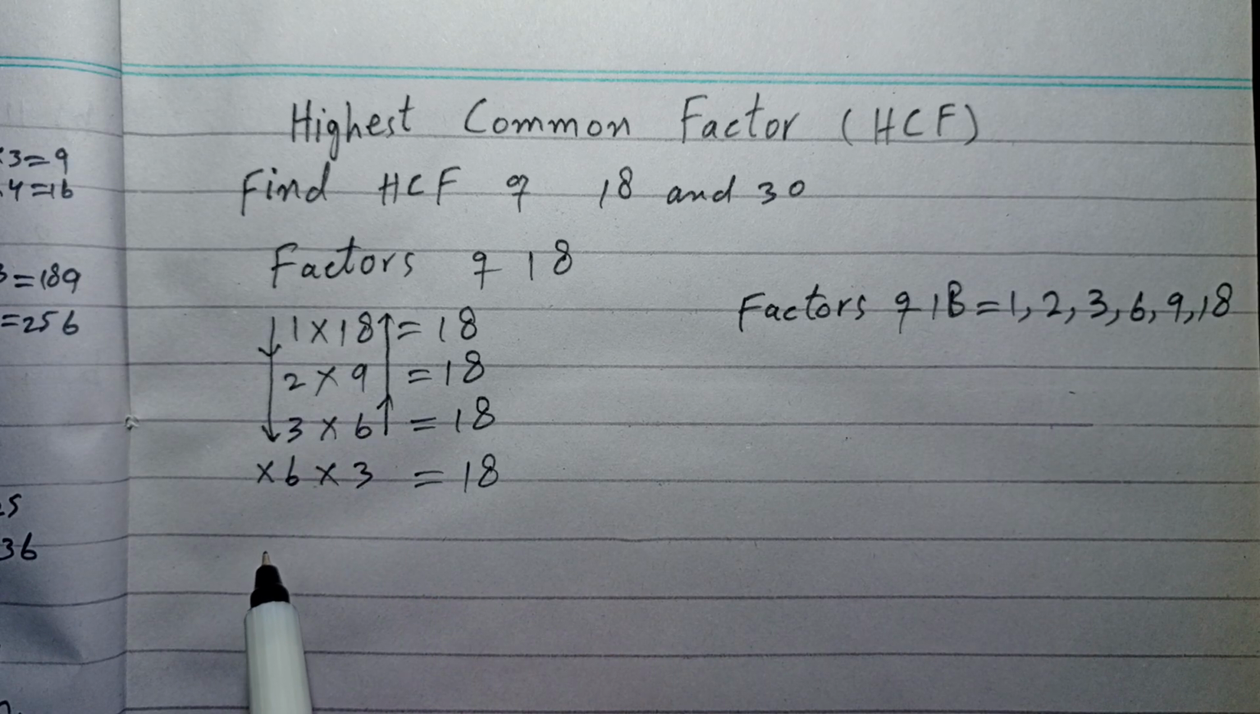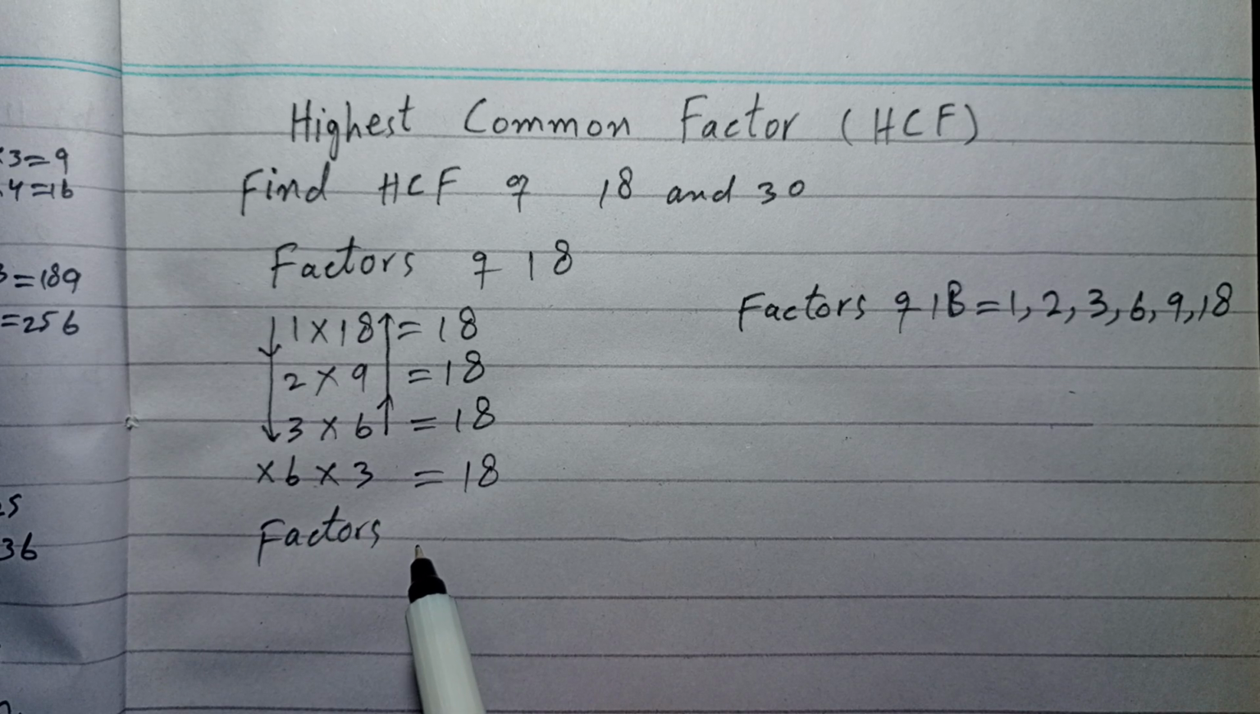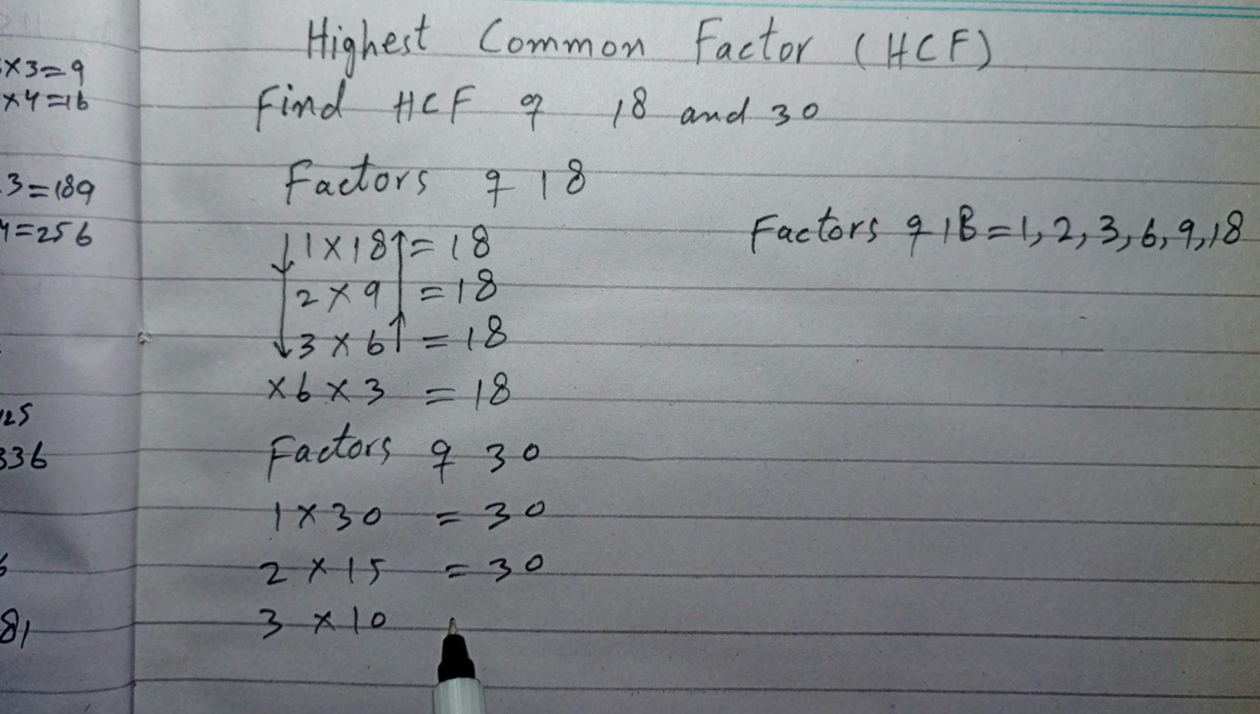In the same way, find the factors of 30. You can find the factors of 30 with the same method. 1 multiplied by 30 is equal to 30. Then 2 multiplied by 15 is equal to 30. 3 multiplied by 10 is equal to 30.